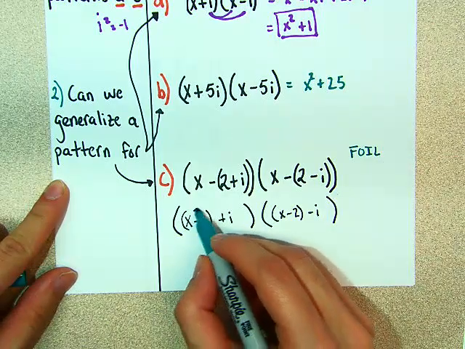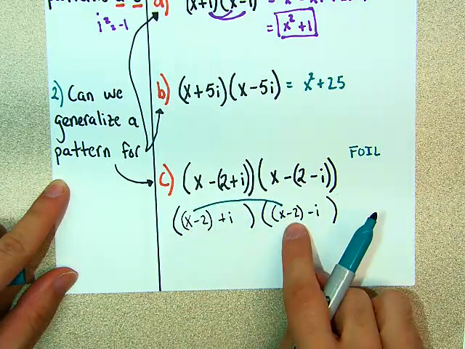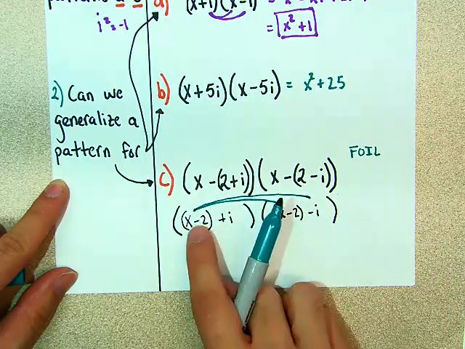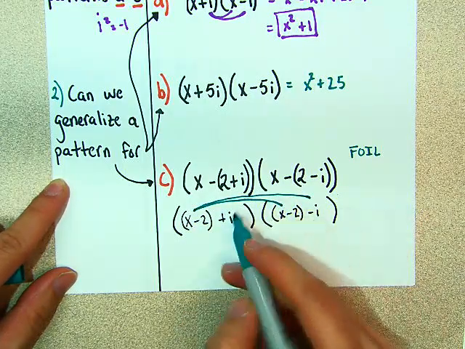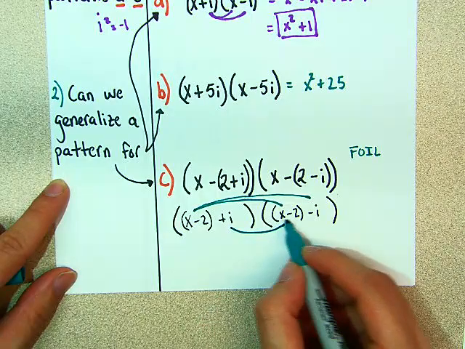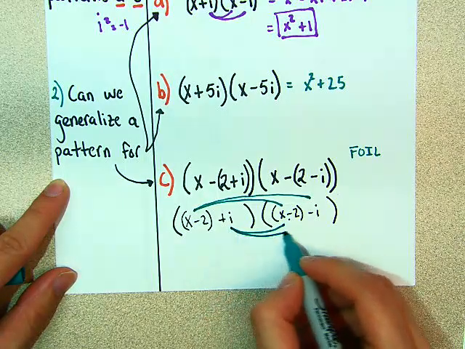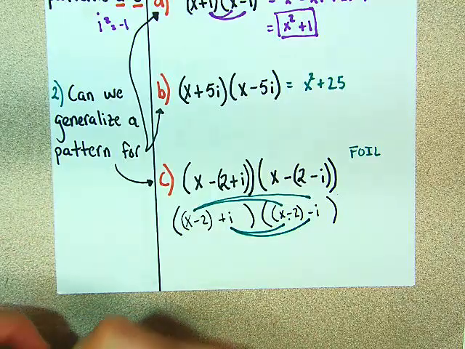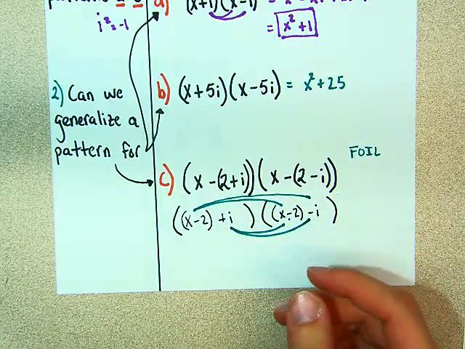What is x minus 2 times x minus 2? What is x minus 2 times minus i? What is i times x minus 2, and what is i times minus i? And now have it out like that. What I'd like you to do is pause the video and try and do it yourself.